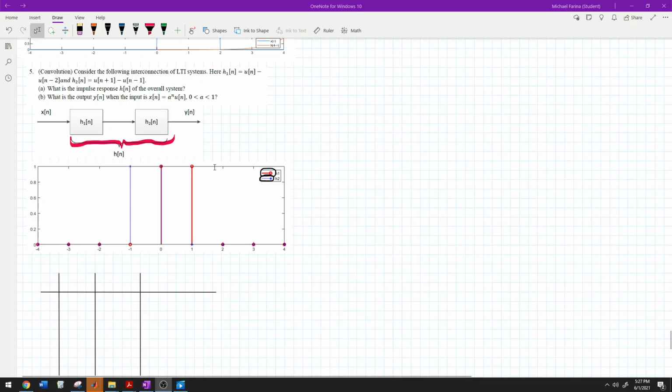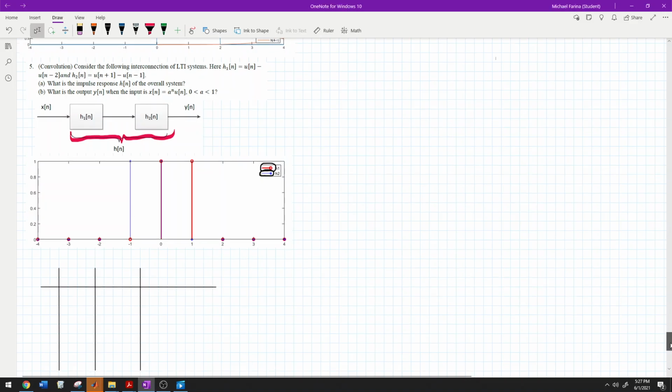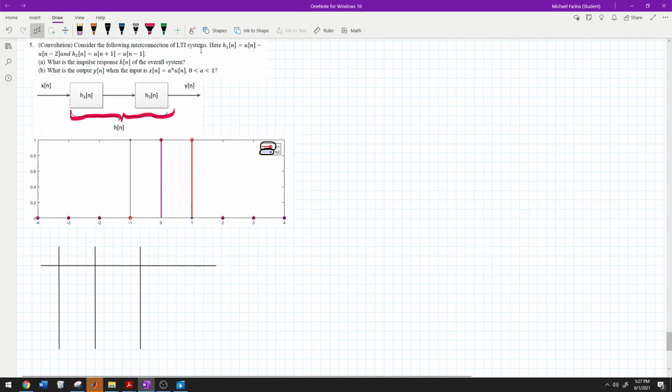All right, EEE203 midterm practice problem number 5, convolution and DT problem. Consider the following interconnection of LTI systems here. h1 of n is equal to u of n minus u of n delayed, and that's represented here in red on our little figure. And then h2 of n is equal to a unit step delayed by -1 minus a unit step delayed by 1. And that's represented in blue on the figure.